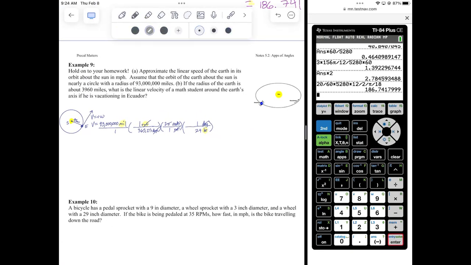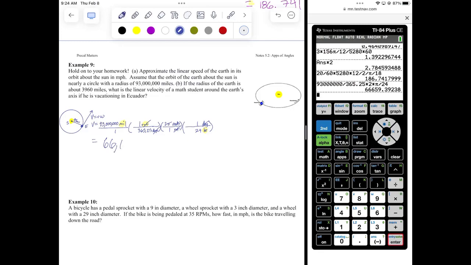Sure, let's do that. So we'll just go to the calculator now, and we'll type that all in. 93 million, divided by 365.25, times 2 times pi, divided by 24. You can type it all in one line. All right, big bucks, no whammies, all right? Holy mackerel! 66,659.392 miles per hour.